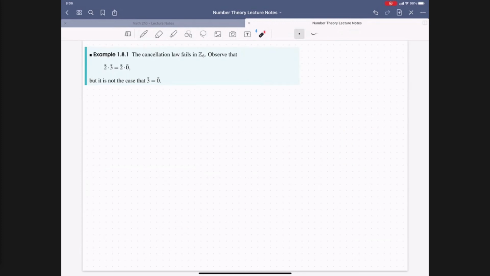Our motivating example showed us that 2 does not have a multiplicative inverse modulo 8. If we look at the integers modulo 6, we also have that 2 does not have a multiplicative inverse if you go by brute force. And even worse, 2 times 3 is the same as 2 times 0, which is 0. So we don't have a cancellation law. So we don't have that A times B equals 0 implies that A is equal to 0 or B is equal to 0. So we're not going to have this.